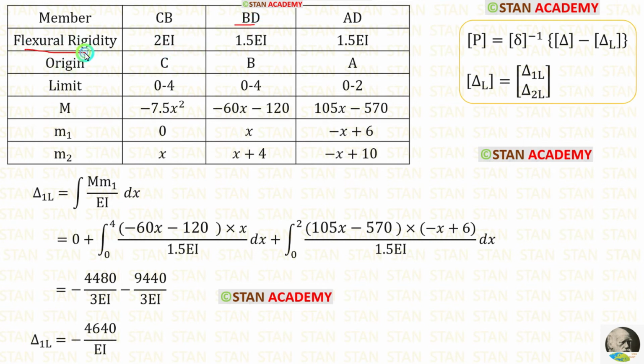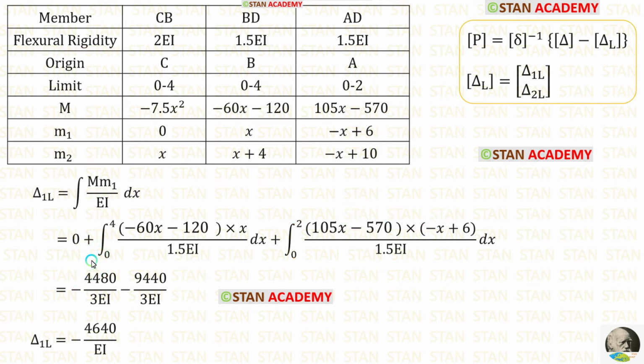For BD, the flexural rigidity is 1.5 EI. So instead of EI, we have to apply 1.5 EI. The limits are 0 to 4. Then let us apply the values of m and m1. Now let us take the portion AD. For AD also, the flexural rigidity is 1.5 EI. So in the formula, instead of EI, we have to apply 1.5 EI. The limits are 0 to 2. Then let us apply the values of m and m1.